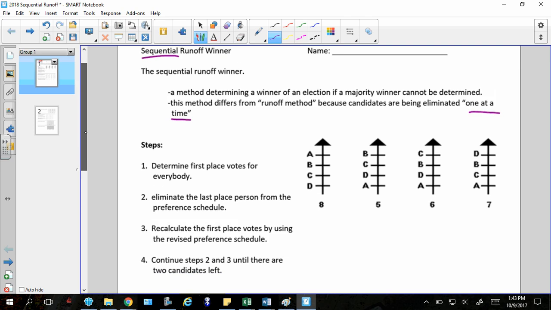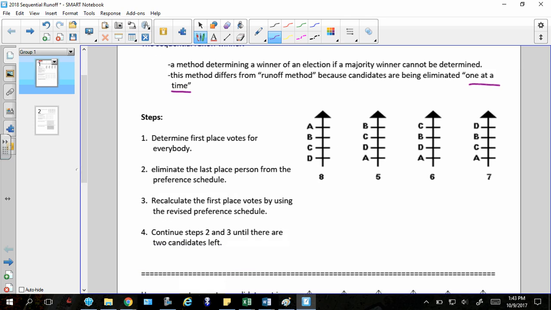All right, our first question. We have a preference schedule. You've seen these before. Step one is determine first place votes, so we need to get the plurality votes for everybody. A has 8, B has 5, C has 6, and then lastly D has 7.